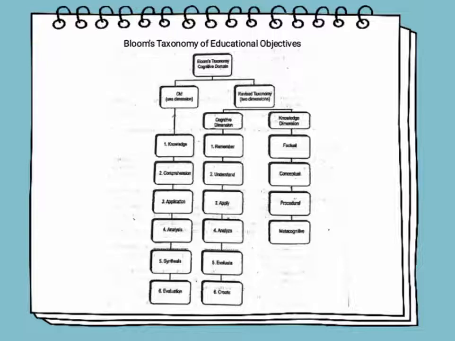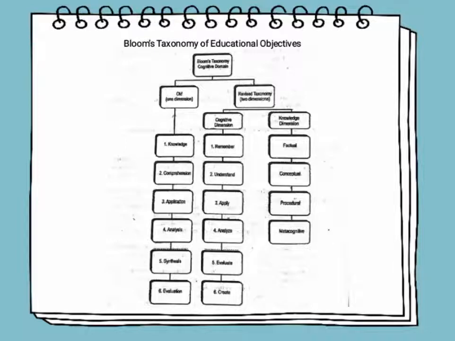Dito naman, ito yung graphic organizer ng Bloom's Taxonomy of Educational Objectives. Sa Bloom's Taxonomy Cognitive Domains, nahahati ito sa dalawa. Yun ay Old One Dimension and Revised Taxonomy. Sa Old Dimension ay nakapaloob dito ang una ay ang knowledge, pangalawa comprehension, pangatlo is application, pang-apat analyze, panglima is synthesis, at ang pinakahuli ay evaluation.